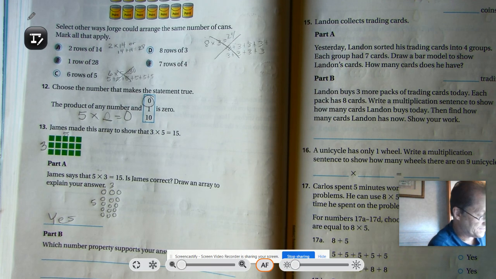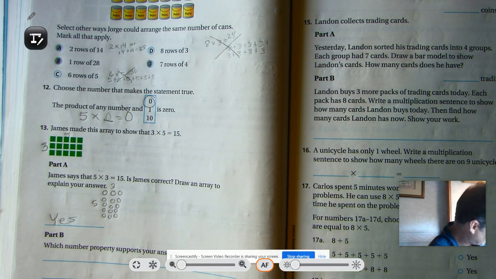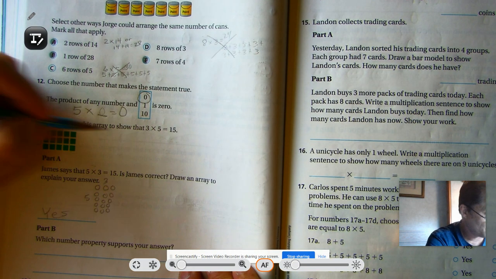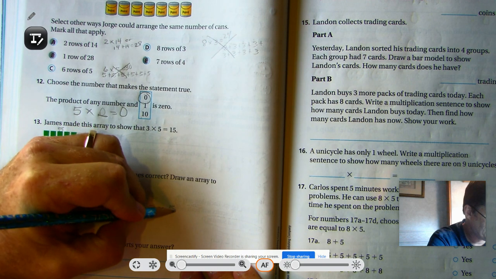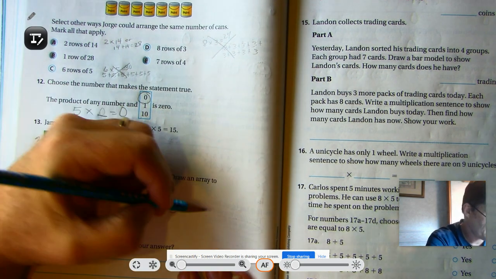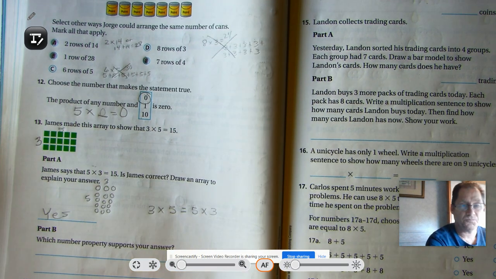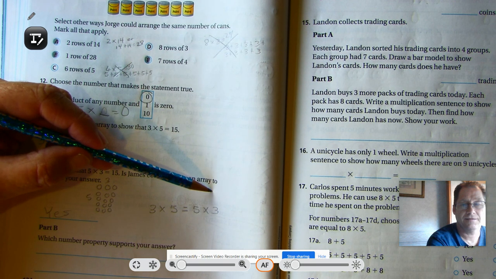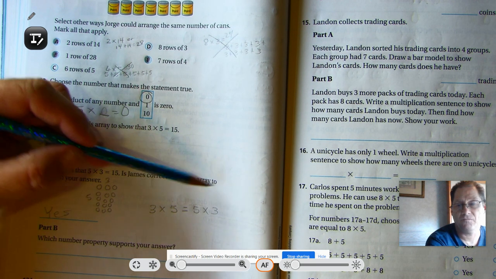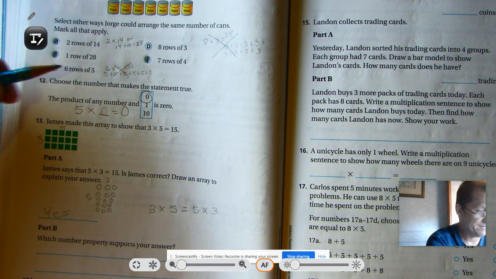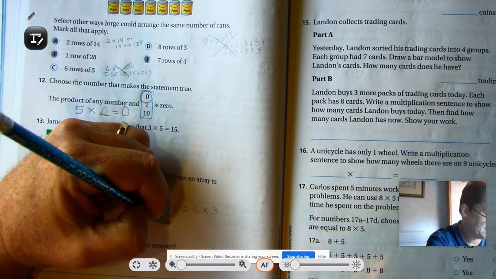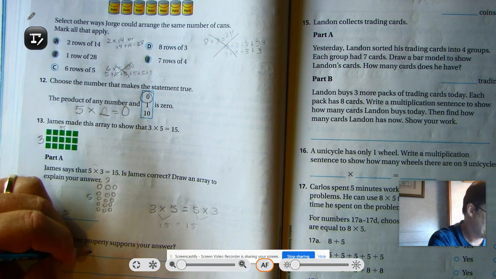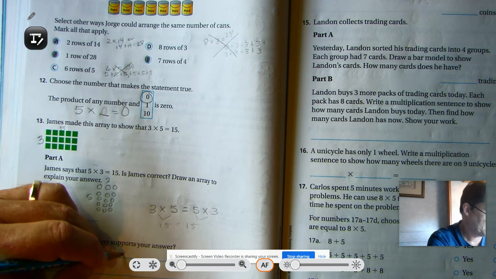Okay, and in part B, which number property supports this answer? So what I want you to do is look at, write the two problems. He's saying 3 times 5 equals 5 times 3. Which property says that we can have the same factors and it doesn't matter which order we multiply and we'll still get the same product? 3 times 5 is 15. 5 times 3 is 15. That is the commutative property of multiplication.